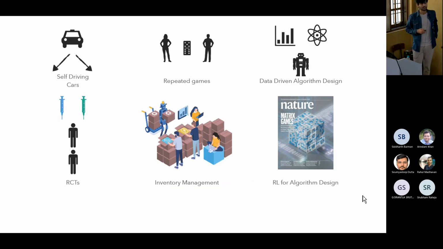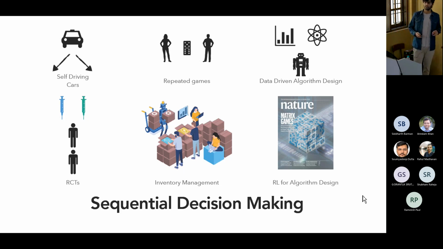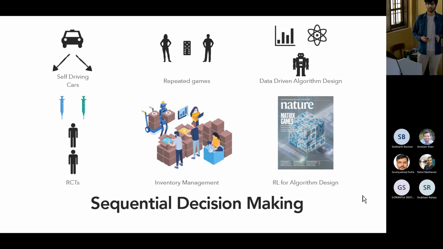The setup of the talk, or the thing that we are mostly interested in, is sequential decision making. To this audience, I don't need to say why, at least in the modern day, sequential decision making has become really important. Applications like self-driving cars, repeated games, data-driven algorithm design, repeated randomized control trials, inventory management, and now even algorithm design have all been addressed using the framework of sequential decision making. So the question that we want to understand is the complexity of sequential decision making, both statistically and computationally.